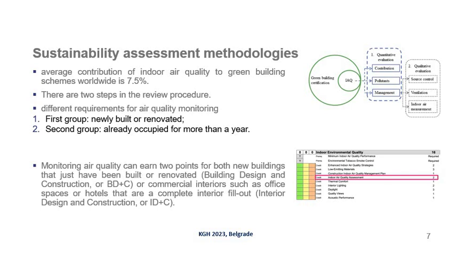Depending on whether the facility is new or renovated or it's already existing, the council sets different requirements for air quality monitoring. So we will divide buildings into 2 groups. The first group is newly built or renovated. The second group is already occupied for more than a year. Monitoring air quality can earn 2 points in the assessment scheme for new buildings or if they're renovated.